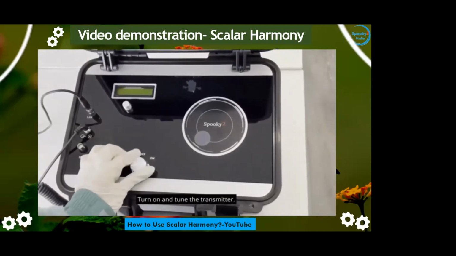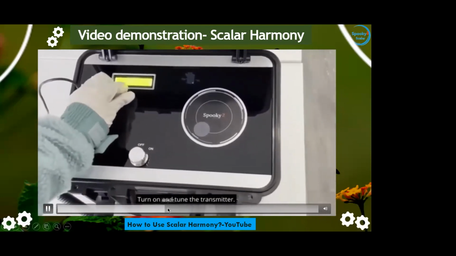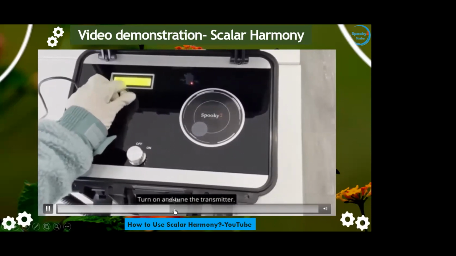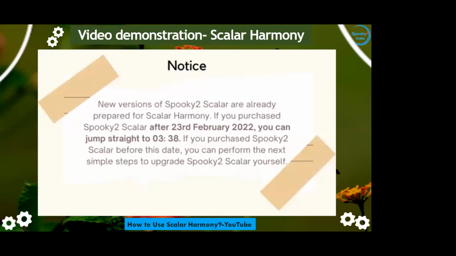Turn on and tune the transmitter. New versions of Spooky2 Scalar are already prepared for Scalar Harmony. If you purchase Spooky2 Scalar after February 23, 2022, you can jump straight to 3 minutes, 38 seconds. If you purchased Spooky2 Scalar before this date, you can perform the next simple steps to upgrade Spooky2 Scalar yourself.